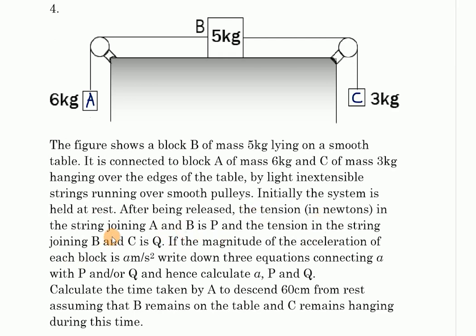After being released, the tension in the string joining A and B is P, and the tension in the string joining B and C is Q. If the magnitude of the acceleration of each block is A meters per second squared, write down the 3 equations connecting A with P and Q, and hence calculate A, P, and Q. Then calculate the time taken by A to descend 60 centimeters from rest, assuming that B remains on the table and C remains hanging during this time.